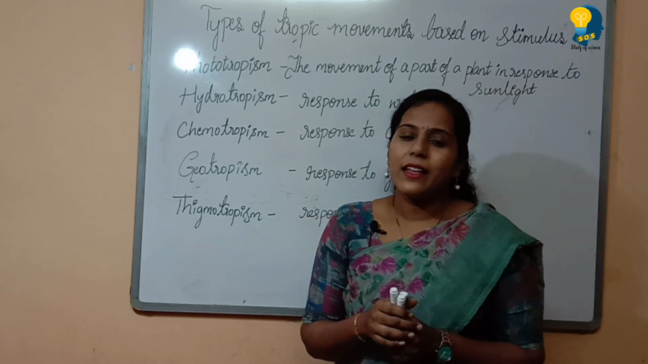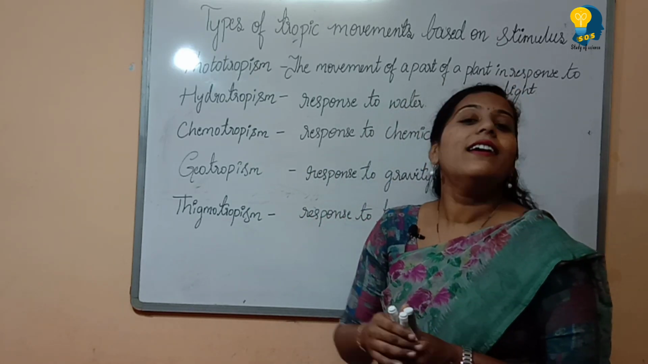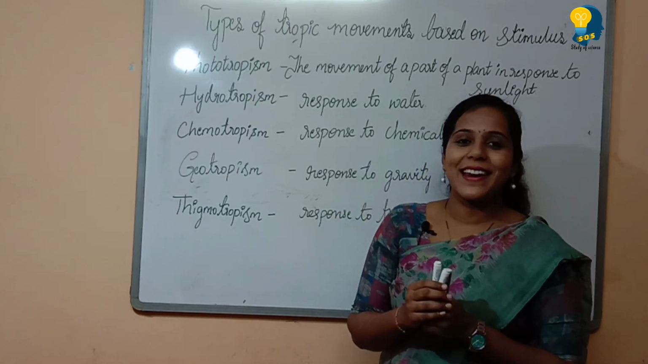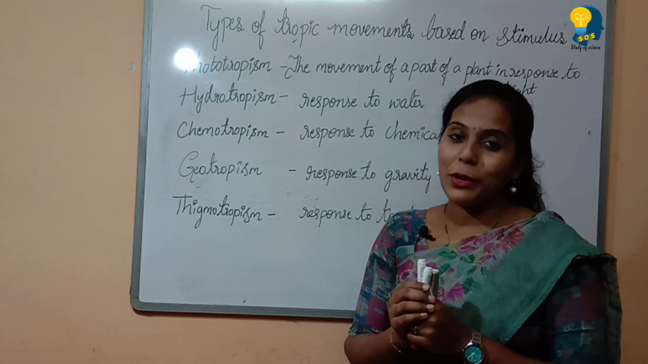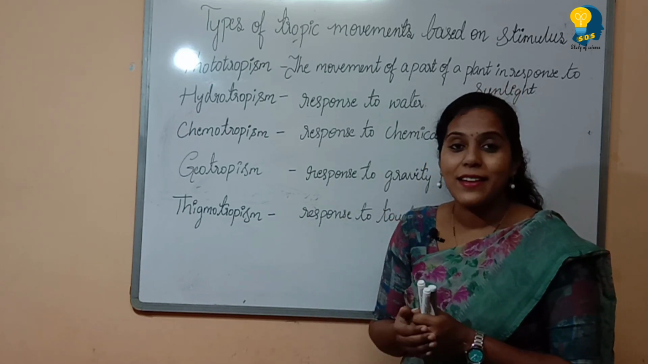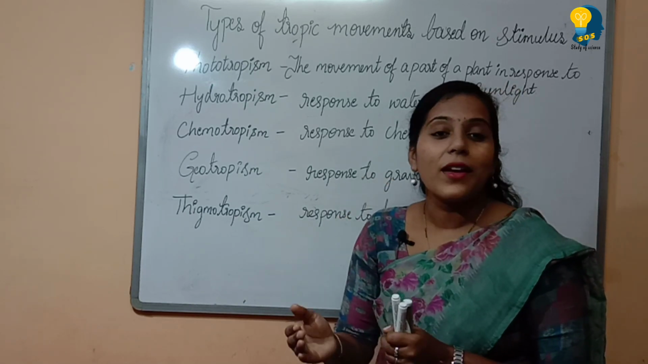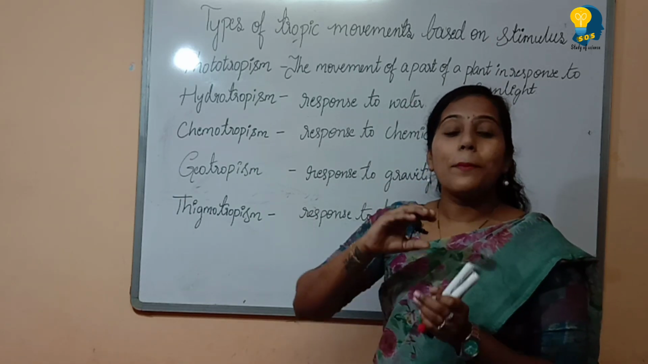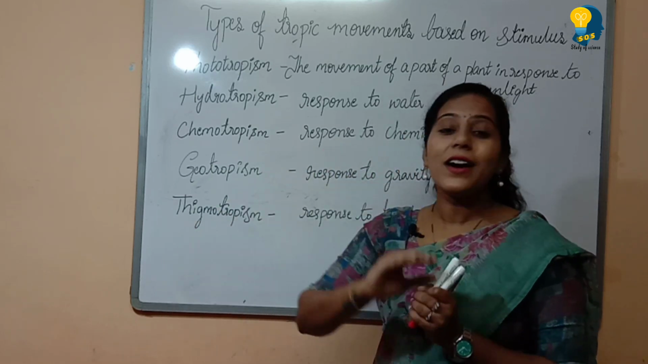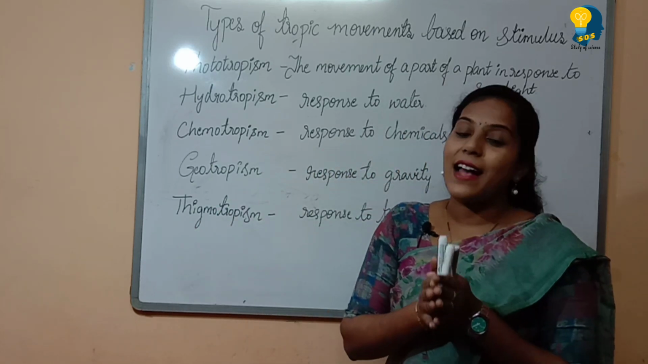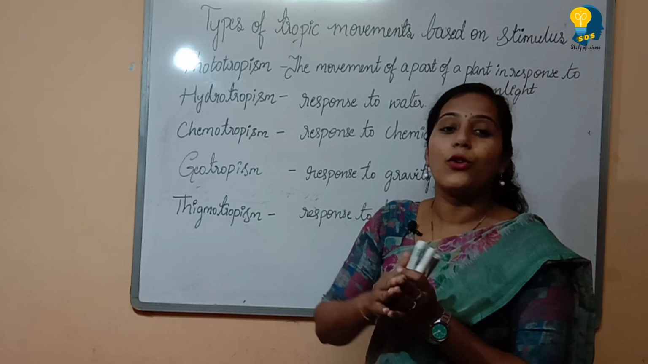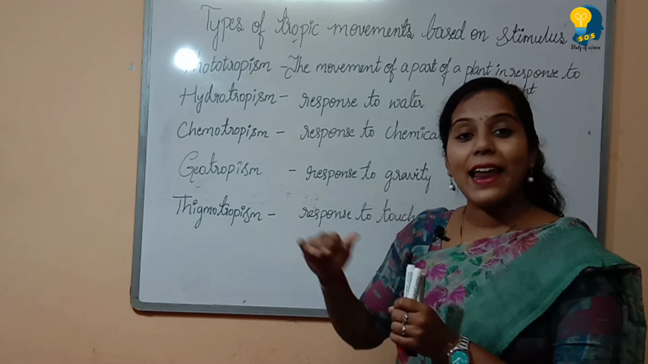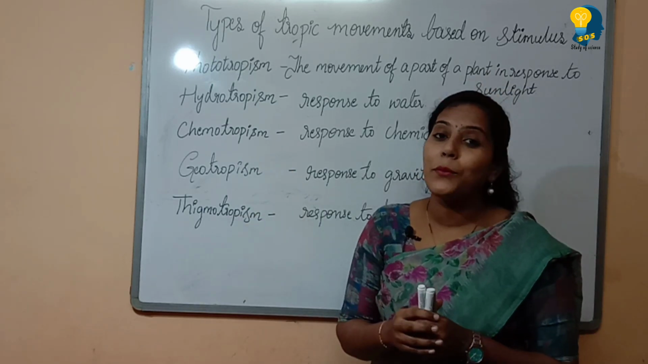Okay, moving to the next, geotropism. Geo means earth. Earth means gravity. Here, the plant which shows its growth or response towards gravity, we call such type of tropic movements geotropic movements. We call it geotropism. Geo means gravity. Tropism means movement. So the plant which shows the response towards gravity, we call it geotropic movement of the plant, or geotropism.